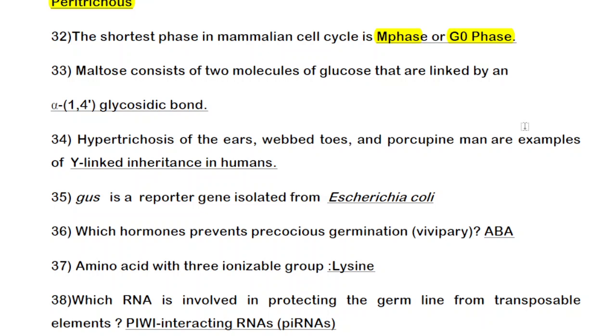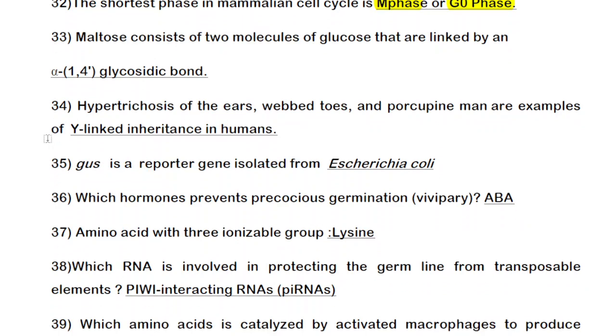33rd question, maltose. You need to know about the glycosidic linkage in various disaccharide molecules like maltose, lactose, cellobiose, sucrose. If possible, tell me the answer in the comment section also, so that many students will benefit. Maltose consists of two molecules of glucose that are linked by, so in maltose an alpha 1,4 glycosidic linkage is present. What about lactose, sucrose, cellobiose? You need to tell me.